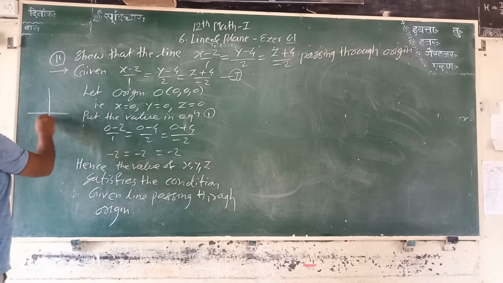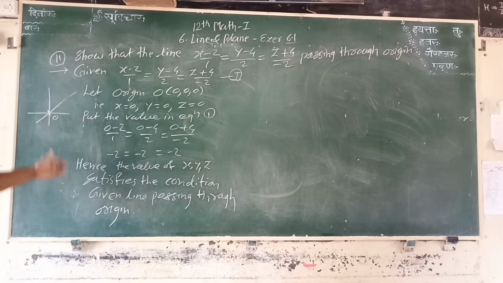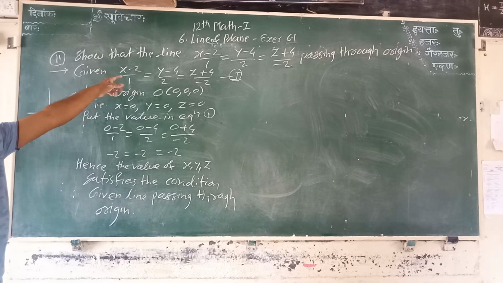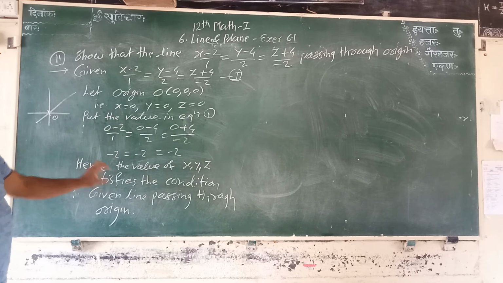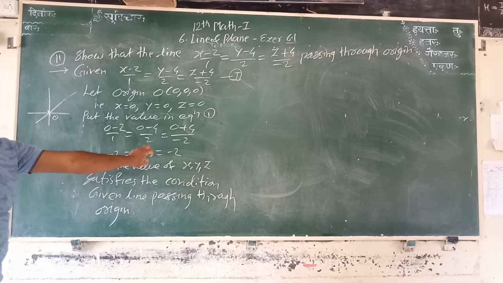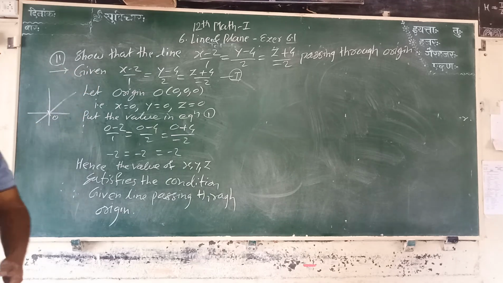Here we have a line passing through the origin, and this origin is 0, 0, 0, and this is the equation of the line. We put the values of x, y, z in this equation, then we get the ratio is the same. Therefore, we say that the given line passes through the origin point. Hence, we complete exercise 6.1.